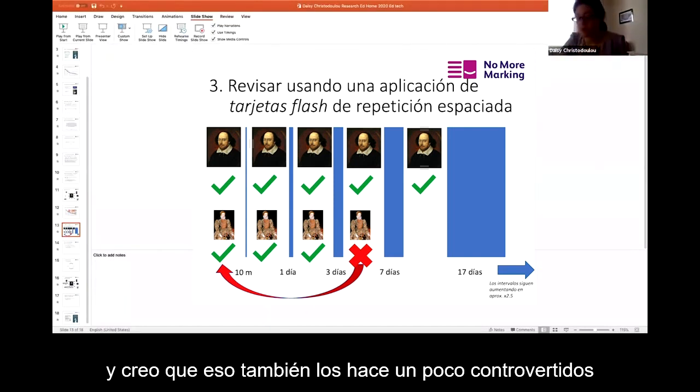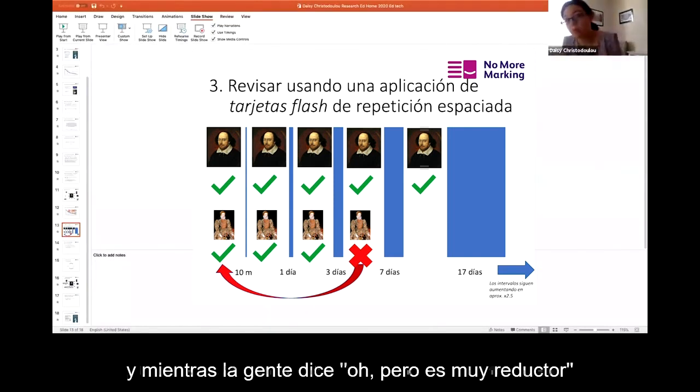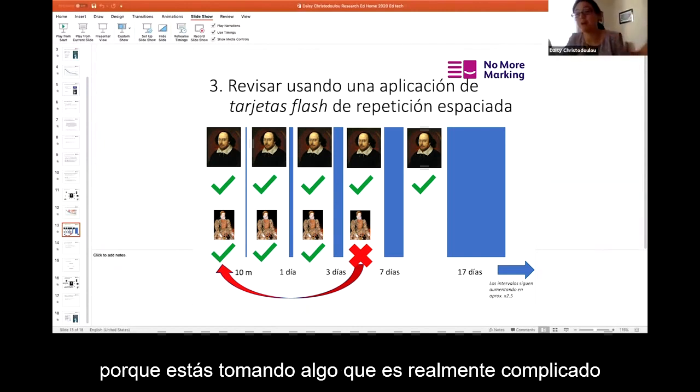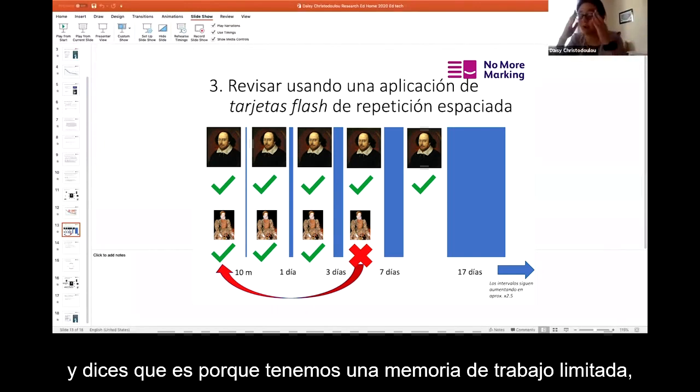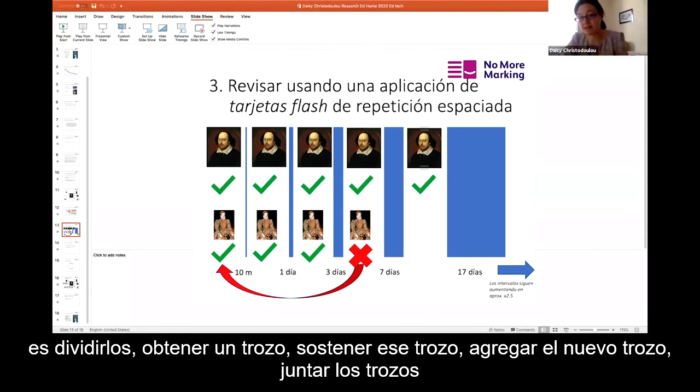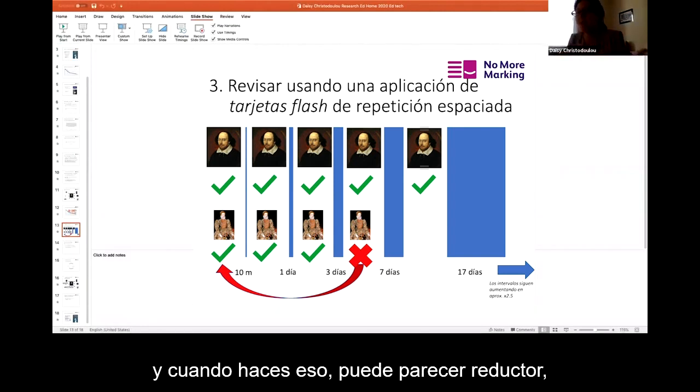And that's, I think, the thing that also makes them a little bit controversial, and why you get people saying, oh, but it's very reductive. And in some ways it is reductive, and the strength of it is reductive because you're taking something that's really complicated and you're saying, well, look, because we've got limited working memories, there's a limited amount we can study. The only way often we can approach these very complex subjects is to break them down, get one chunk, hold that chunk, add the new chunk, put the chunks together. And when you do that, yeah, you know what, it can look reductive.